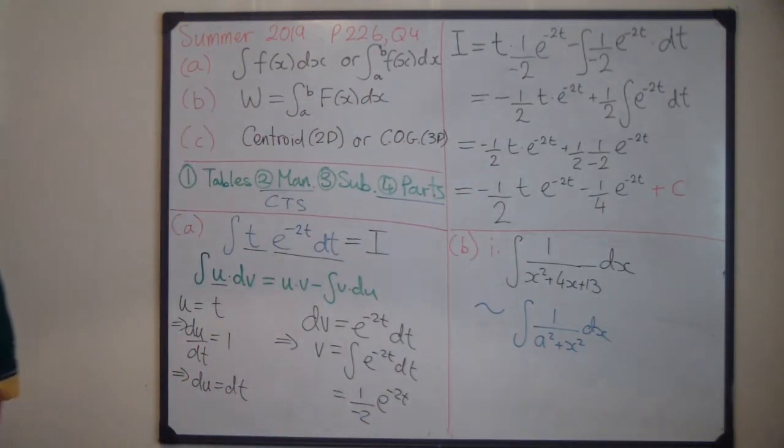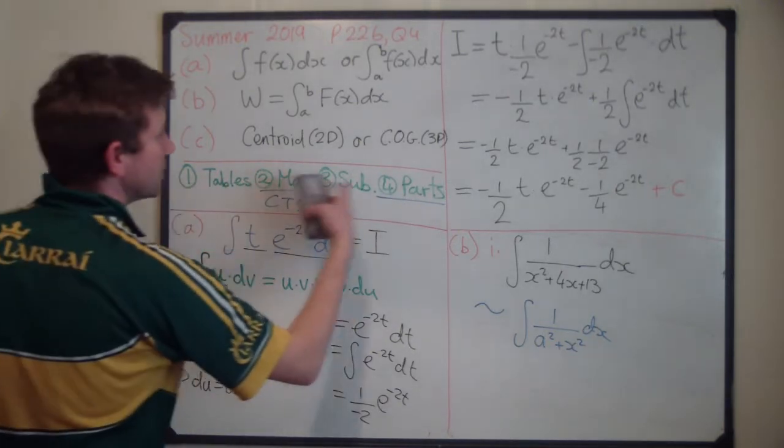So the closest thing to that is 1 over a squared plus x squared, if you're looking in the tables. After that, you're thinking of manipulation. Now we've got this special manipulation of complete the square, and we will do that now in a second. If you try and do a substitution, you're going nowhere, because you don't have a function multiple derivative, and parts isn't going anywhere. It's a special manipulation, complete the square. So what we have to do, I'll keep this thing here.